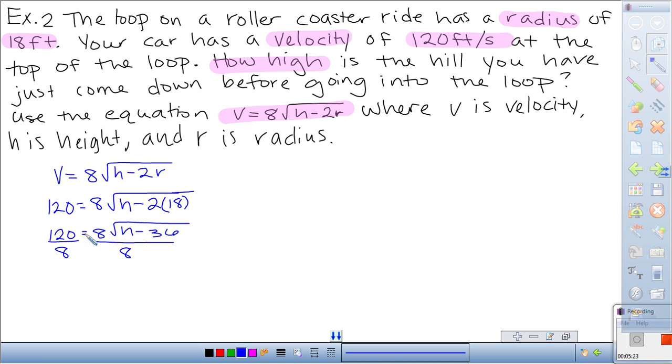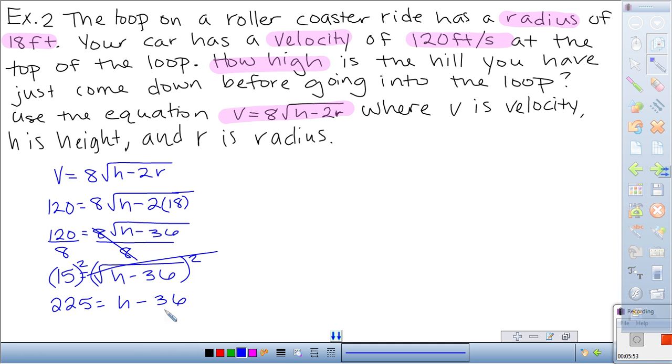So 120 divided by 8 is 15. So I have 15 equals, these 8's cancel, the square root of h minus 36. And now that our radical is isolated, we want to get rid of it. And to do that, we do the opposite of square rooting, which is to square both sides. So we have 15 squared, which is 225. 225 equals h minus 36, because those canceled again.